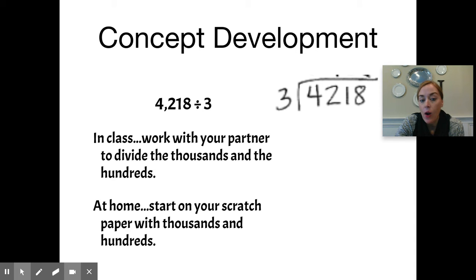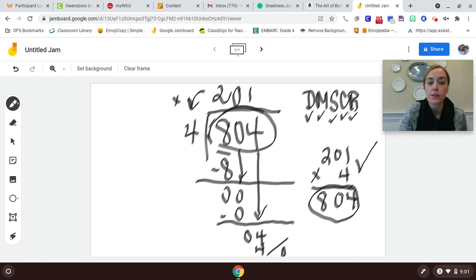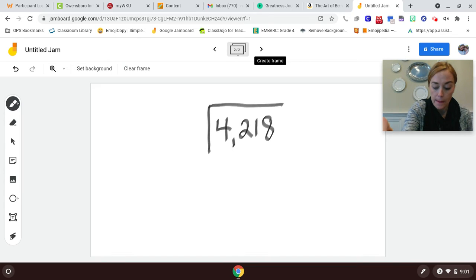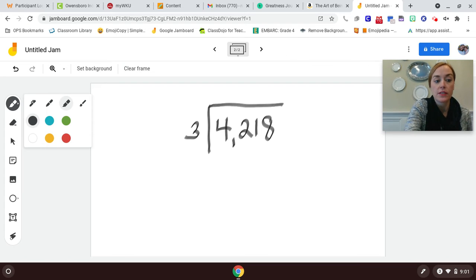I want you to start out on your scratch paper, and I just want you to start with your thousands and hundreds place, okay? So I want you just looking at the 4 thousands and the 2 hundreds, okay? So I'm going to go back to my Jamboard really quick, and while you work at home, I'm going to talk you through it, okay? So we're going to take 4,218, and we're going to divide it by 3. Okay, I said I wanted you to start in your thousands and your hundreds. Okay, so let's look at our thousands first.